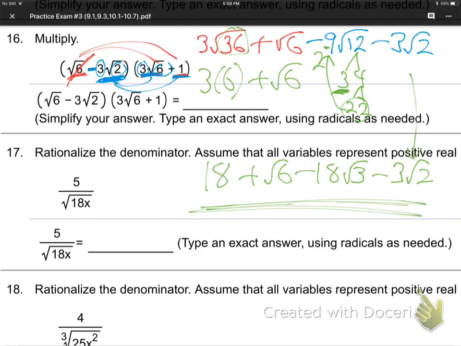None of those are like terms. All of them are different roots, and this one's just a plain number. So nothing further can be done. No more combinations can be done.